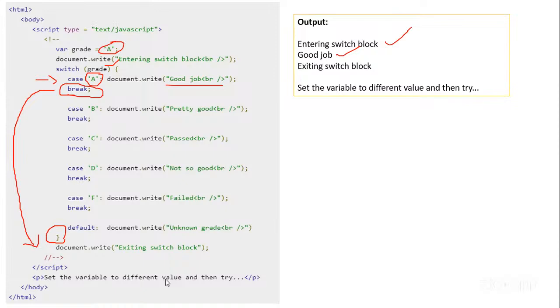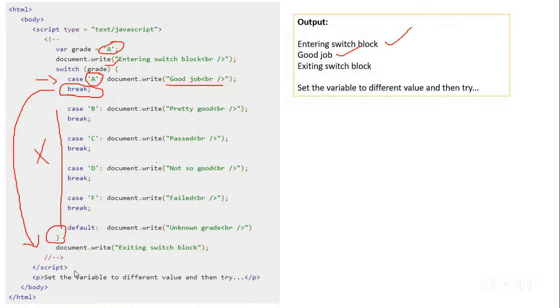After that, the break statement is executed. Whenever break is executed, control skips the remaining cases. All the remaining cases are skipped. It is redirected from the case A break statement to outside the switch case, exiting the switch. Case B, case C, case D, case F, even default, all are skipped in this case.